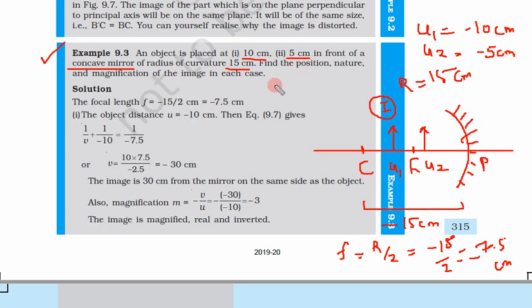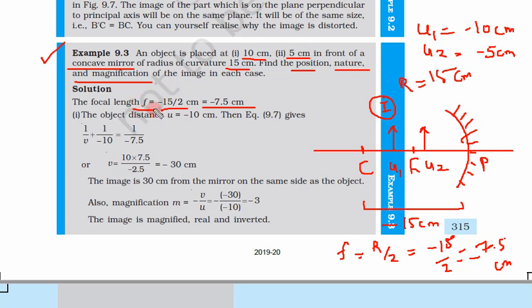Now what we have to calculate? We have to calculate the position, nature and magnification of the image in each case. So we have to tell what would be the position, whether this image will be real or virtual, and in third case we have to tell what is the magnification. So first of all, we have calculated the focal length. Focal length is nothing but R upon 2, that means half of this radius of curvature. So minus 15 by 2, this is in centimeter, that means minus 7.5 centimeter.